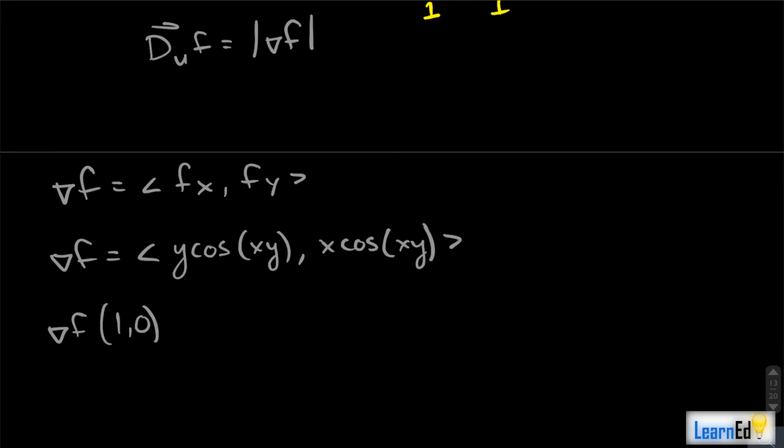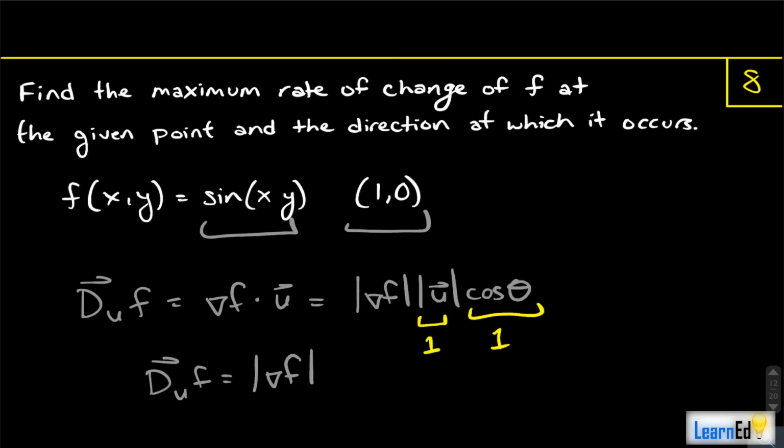Del f at (1, 0) equals, well, our first entry is just going to be 0 because we know that y is 0. And our second entry is going to be 1 times cosine of 0, which remember we said cosine of 0 is 1. So we just get (0, 1). And this is the direction of the maximum rate of change. Okay, but that's not the whole entire problem, right? The initial problem was asking us to also find the maximum rate of change. So we just have to find the magnitude of the gradient vector.